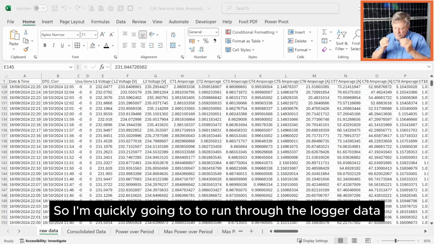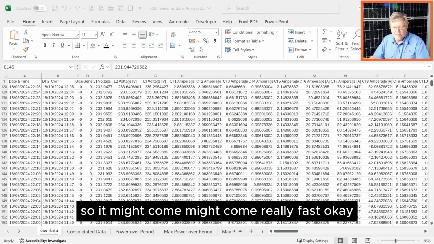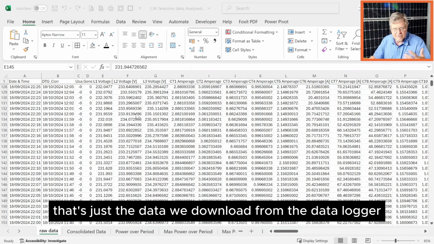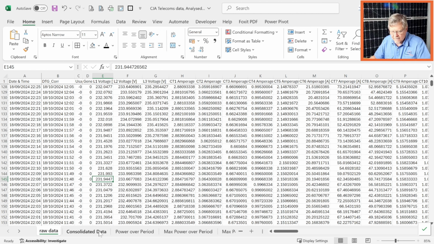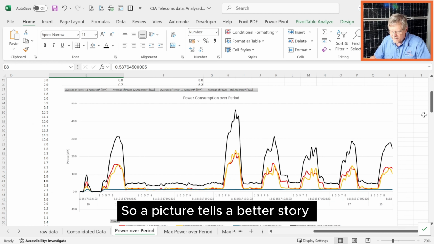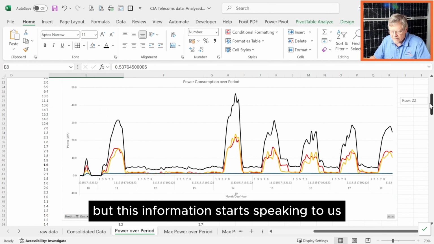So I'm quickly going to run through the logger data. There's really a lot of information, so it might come really fast. Okay, the raw data doesn't mean much. As you can see in this Excel spreadsheet, that's just the data that we download from the data logger. We manipulate that data a little bit, then we get the power over the period. So a picture tells a better story. Behind the picture, you'll see there's a pivot table with a lot of information in it.